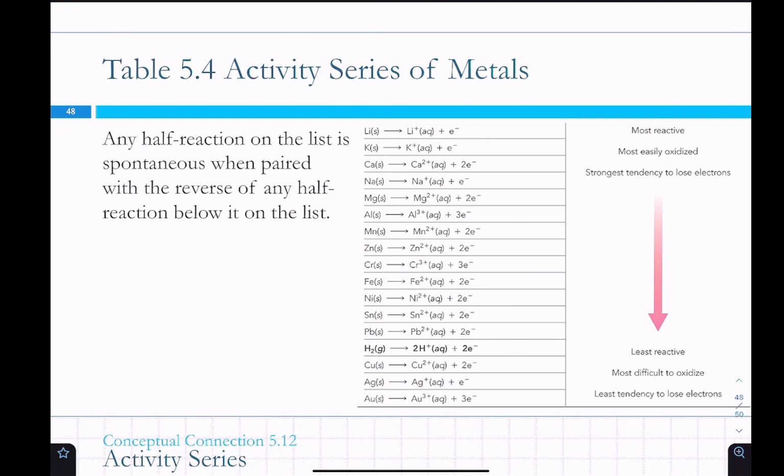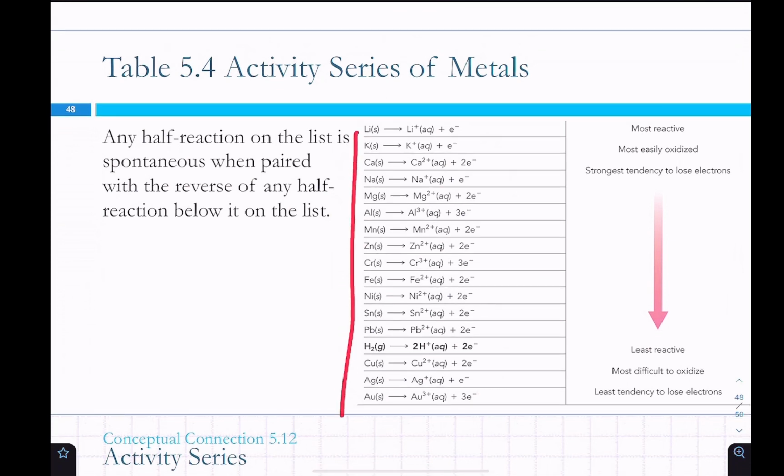So if we look at our half reactions on this list, any half reaction on the list is spontaneous when paired with the reverse of any half reaction below it on the list. So if we take lithium, for example, and we pair it with any reaction here, flipped going the other direction, lithium wins that fight. So this is essentially the metal redox tier list for Elemental Fight Club.